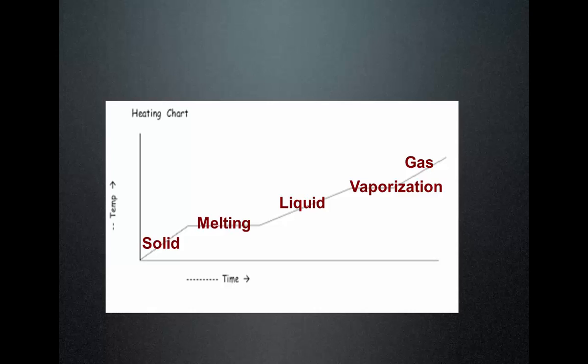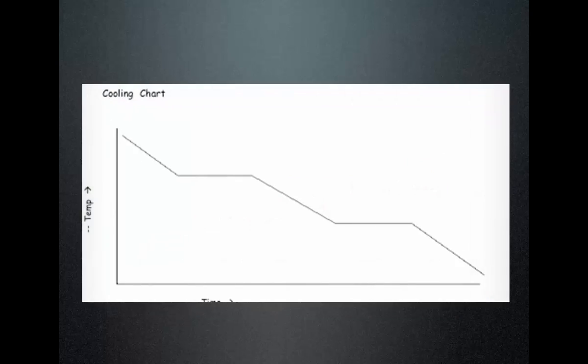And the reason that graph levels off there is because as you're adding the heat to, let's say, the ice, the heat going in is not increasing the speed of the molecules. It's going to separate the molecules and move them out of position to change the solid water into liquid water. The same is true if I go in the opposite direction.